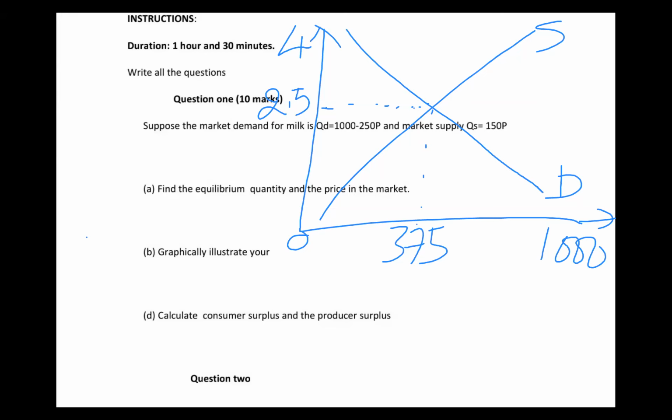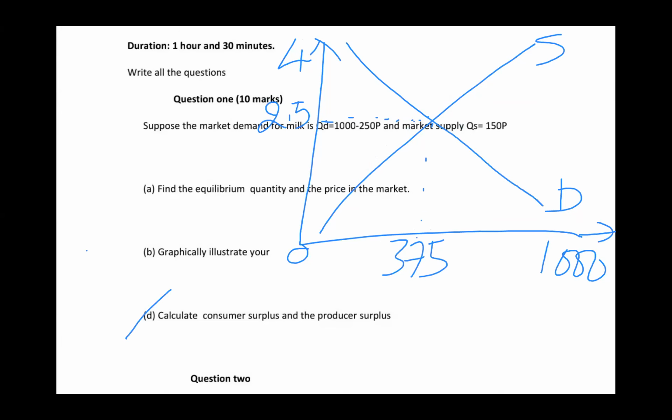From here, let's answer the other question. Question B says, calculate the consumer surplus and the producer surplus. Let me begin by teaching what these two mean. We start with consumer surplus. Consumer surplus is the difference between how much people are willing to pay and what they actually pay for a commodity.